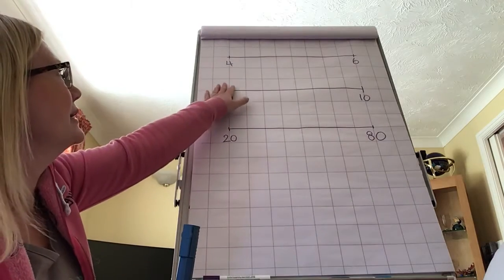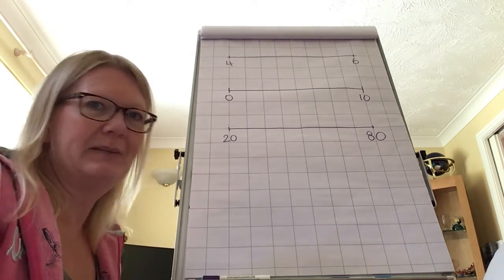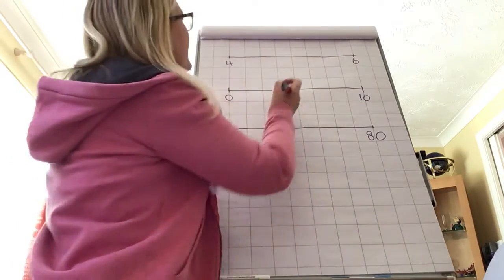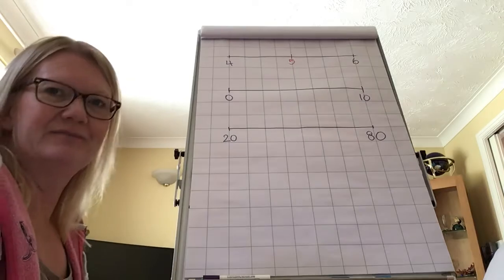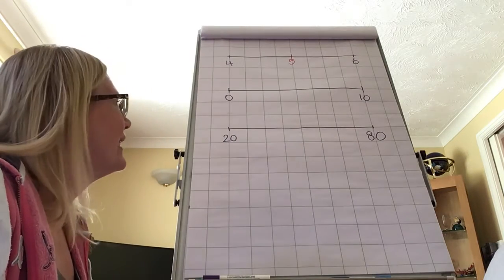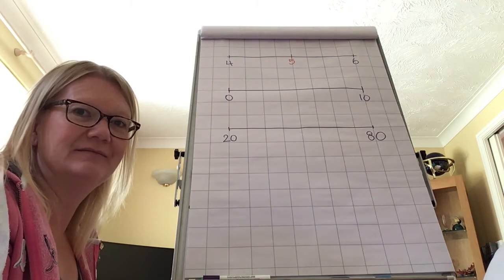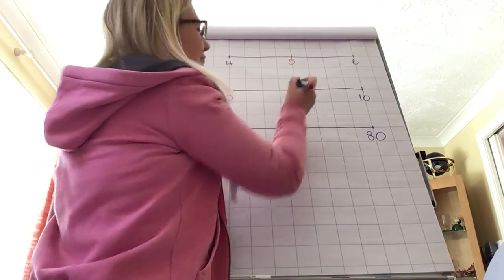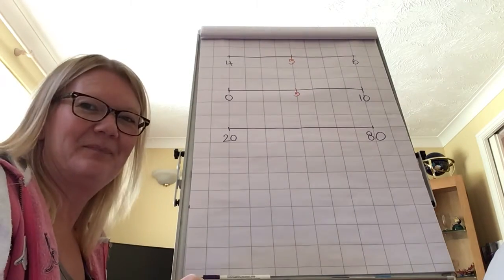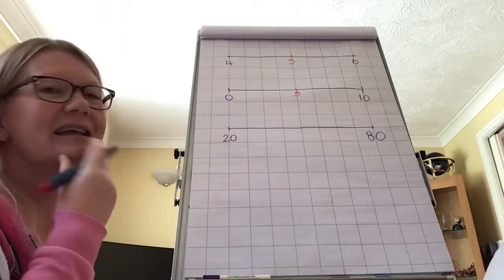What's the midpoint between 4 and 6? Really simple one, halfway between 4 and 6, we know is 5. Shouldn't take too much trouble over that one. Midpoint between 0 and 10. Also 5.